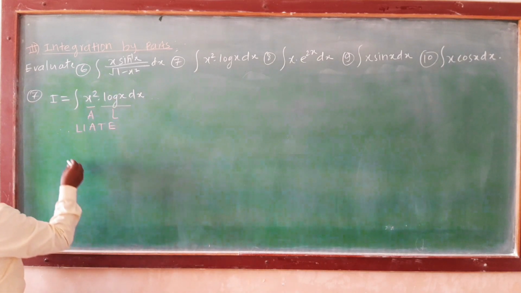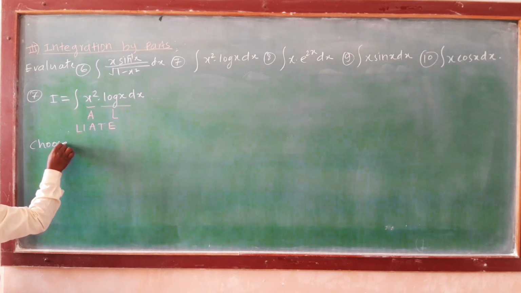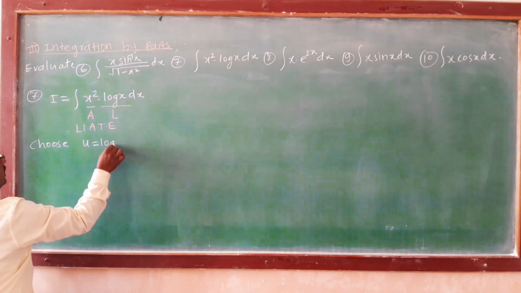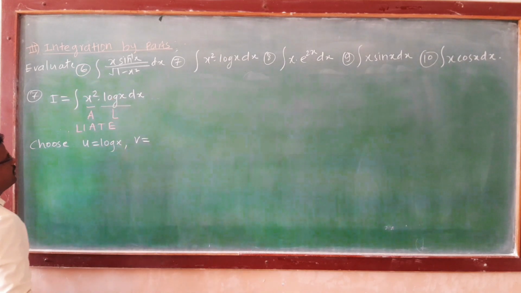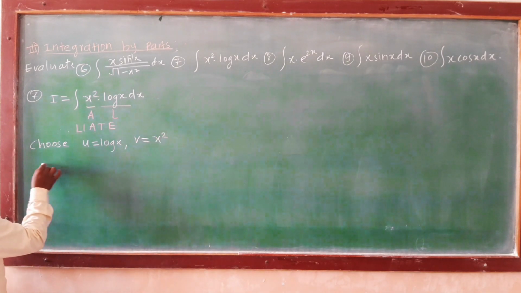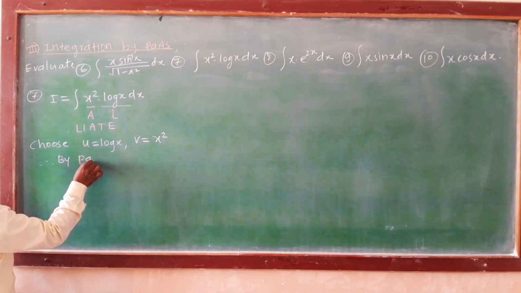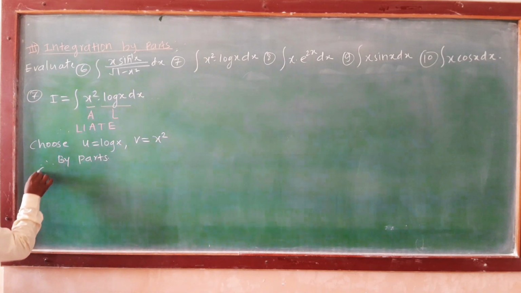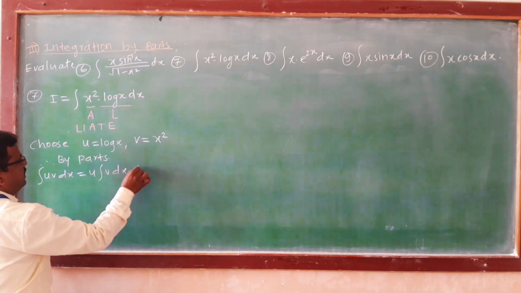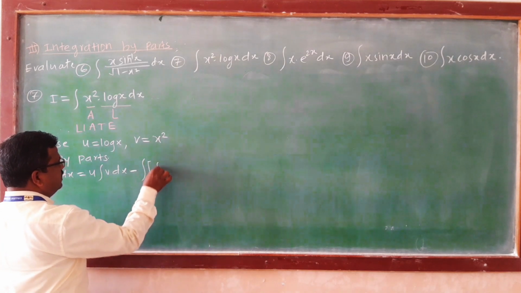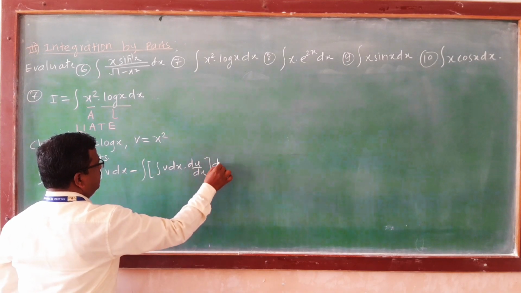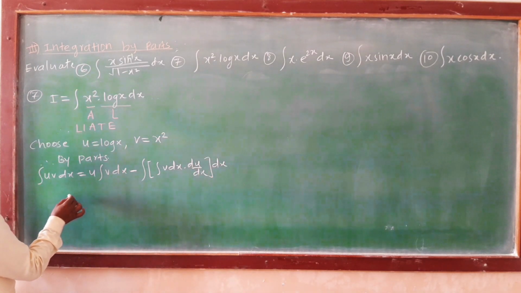So therefore choose u, the first function, as logarithmic, that is log x, and v as the second function, that is algebraic, x square. Now, using integration by parts, the integration of u v dx is equal to u times the integration of v dx minus the integration of [the integration of v dx into du by dx] with respect to x.